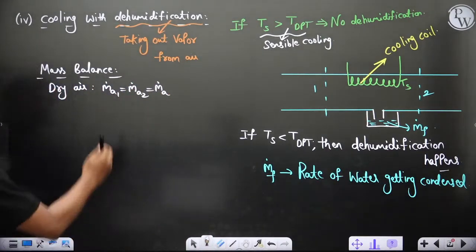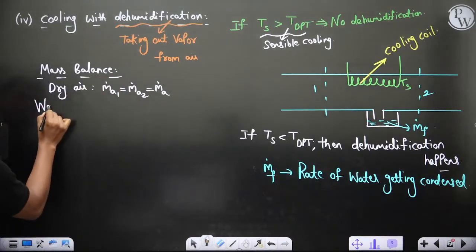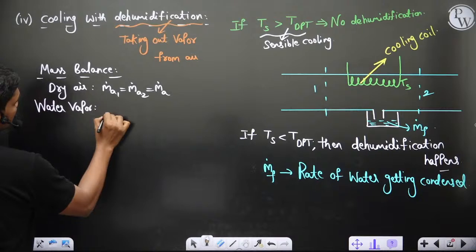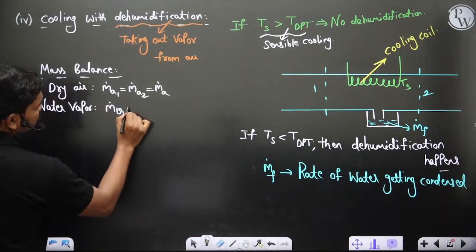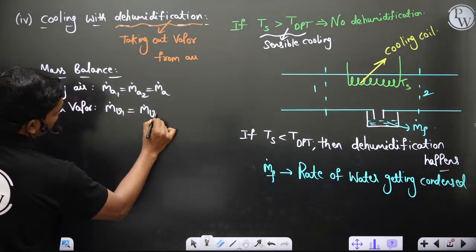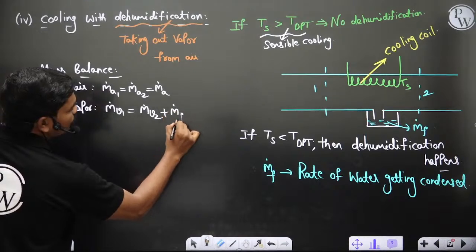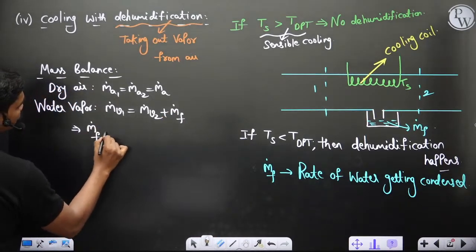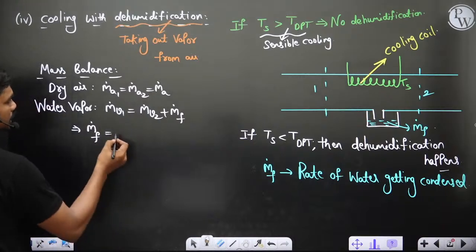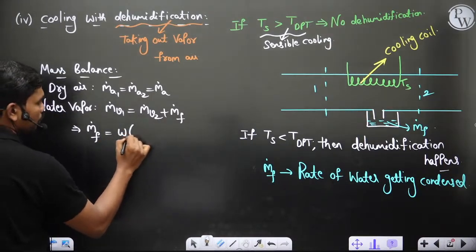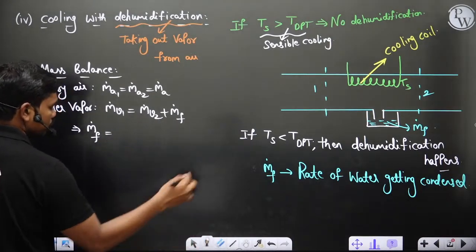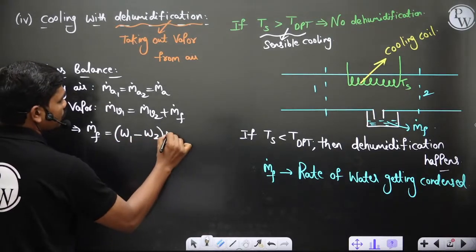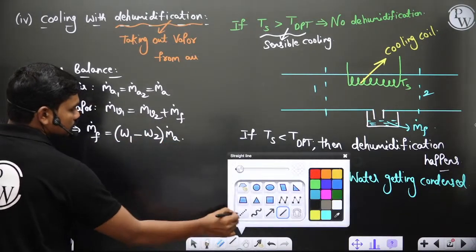Now if you apply this mass balance for water vapor, now this is a bit simple. m dot V1 is equal to m dot V2 plus this m dot F, which is coming out in the condensed form. And this m dot F, the mass of vapor coming out, is actually equal to omega 1 minus omega 2, because omega 2 clearly decreases, times m dot A is what you have here. Okay, so that's what you have.